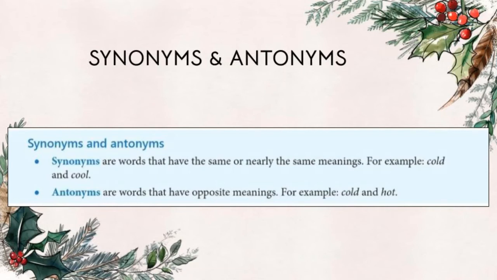Look here, two words are given. The words are different, but they have the same meaning. So if words are different but they have the same meaning, it is known as a synonym. Okay, let's move to the antonyms. Antonyms are words that have opposite meanings. For example, cold and hot. The two words are different and they have opposite meanings.